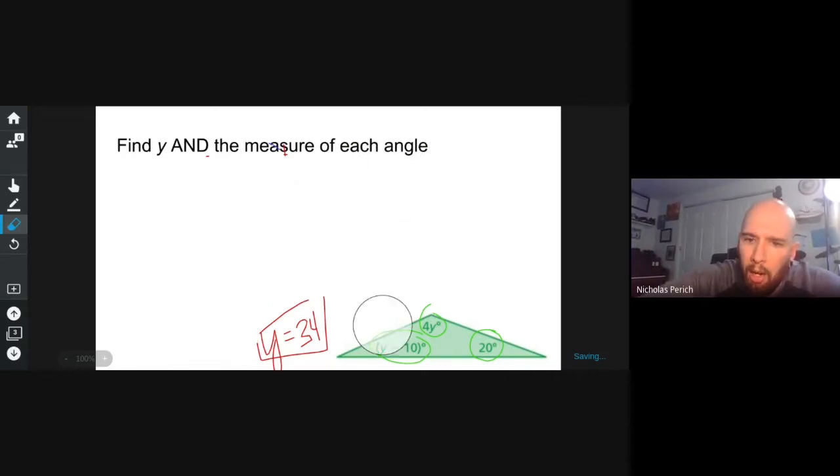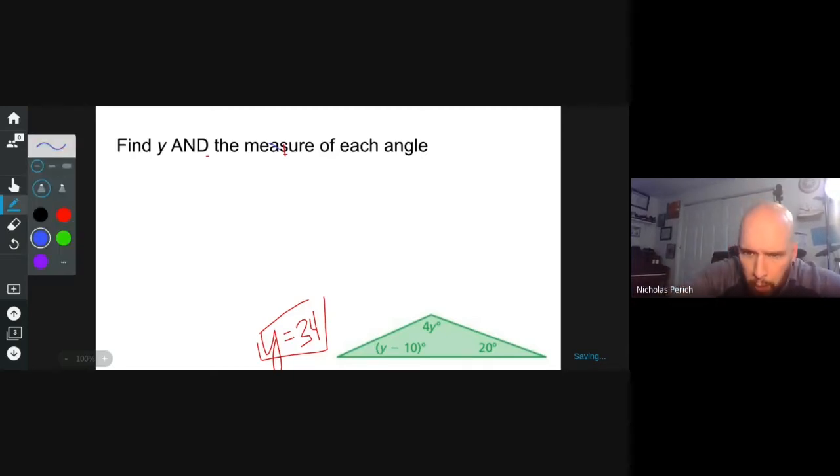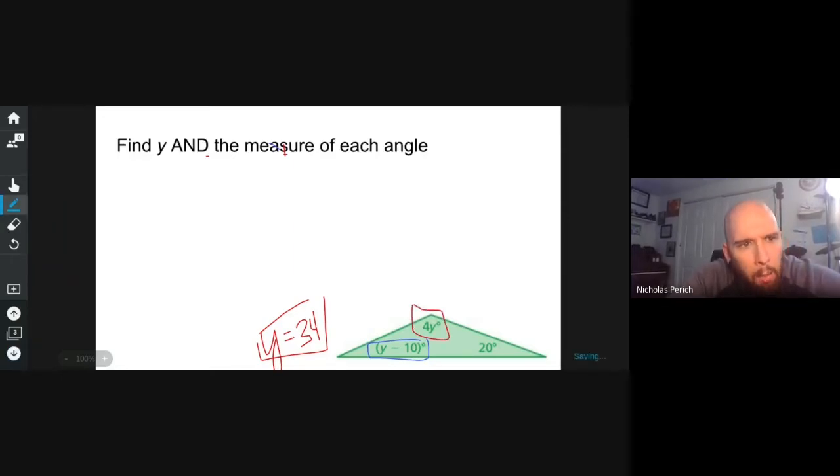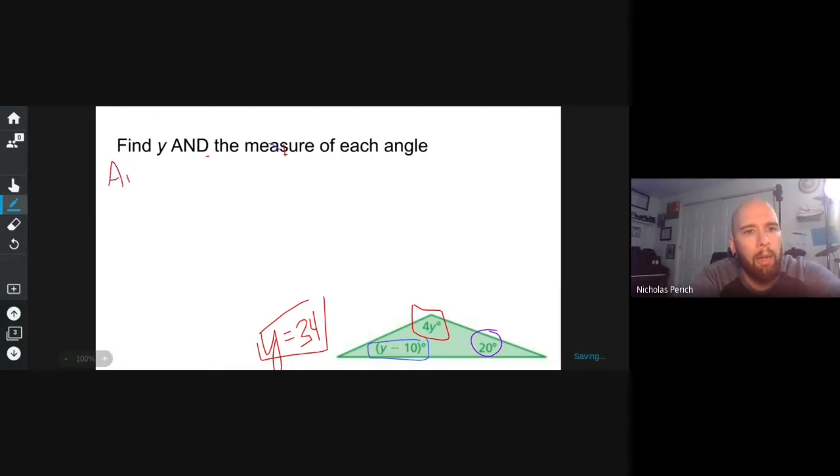The only thing there, I'm going to erase all of you. I'm going to put a blue circle around y minus 10. I'm going to put a red circle around 4y, and I'm going to put a purple circle around 20. I have to find the measure of each angle. So the red circle is 4y. I'll call that angle 1. The top angle on the triangle is going to be called angle 1. Angle 1 is 4 times y.